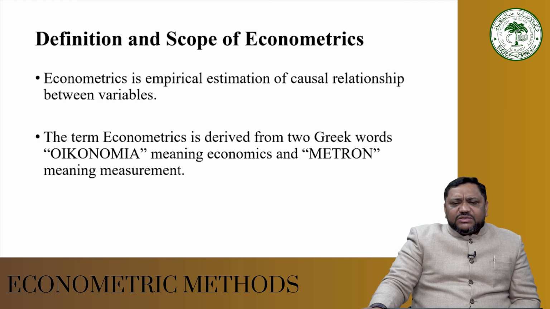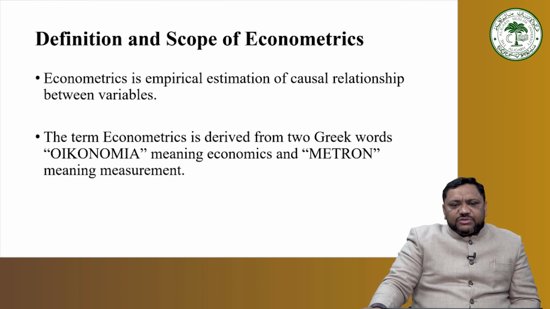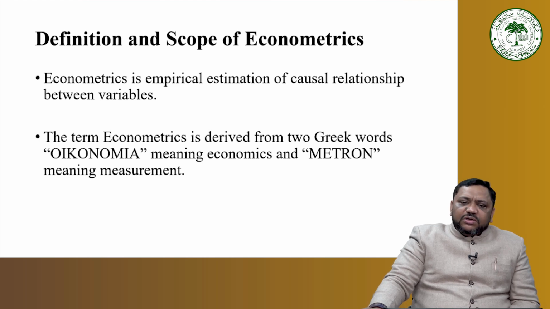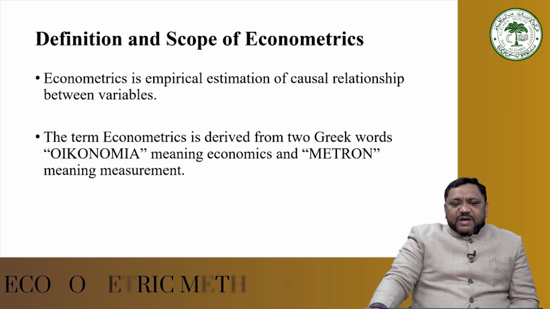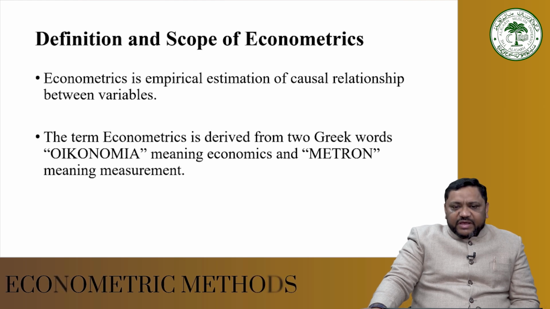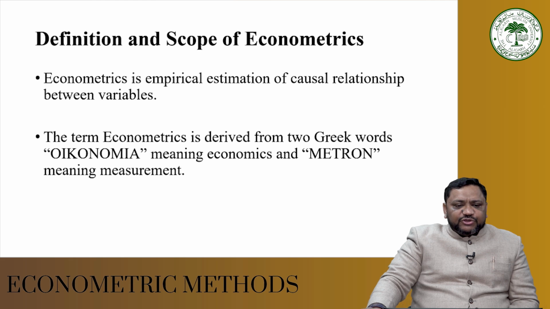Econometrics is an empirical estimation of causal relationship between variables. The term econometrics is derived from two Greek words, oikonomia, meaning economics, and metron, meaning measurement. Altogether, it means economic measurement. Basically, econometrics is an amalgamation of economic theory, mathematical economics, and economic statistics to provide numerical estimates for the parameters of economic relationships. These parameters may be elasticities, as in the case of a demand equation, or propensity, as in the case of a consumption function.